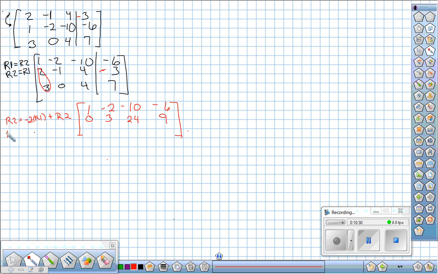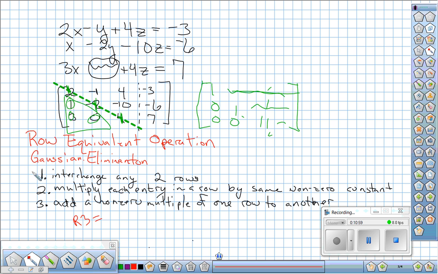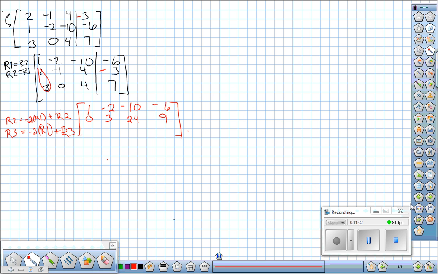Then I'm going to make my new row 3, and that will be, since it's a positive 3, I need it to be negative, so negative 3 times R1 plus R3. Oops, that's an R. And so if I go back and look at my other page, I have these 3 rules that I can do, and basically every time I write a new row, so when I say like R3 equals, I'm doing all 3 of these at the same time, which is fine. We could do it each step by step, but I'm multiplying one row by a number, and then I'm adding it to another one.